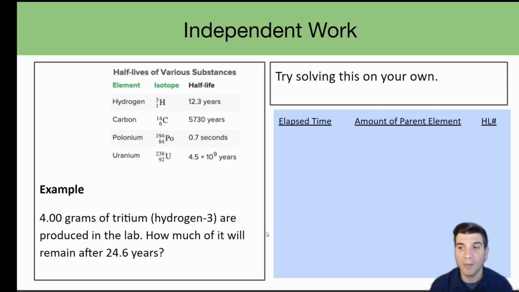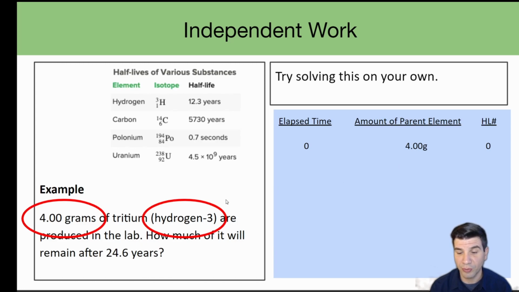Okay, well, I like to do this by creating a table. So on the left, I have the elapsed time. In the middle, I have the amount of the parent element. And on the right, I have the half-life number. So how many half-lives have elapsed? Now, you can see here that our elapsed time is 0. We're starting off with 4.00 grams. You'll notice that it's hydrogen-3. It's tritium. And hydrogen-3 has a half-life of 12.3 years.